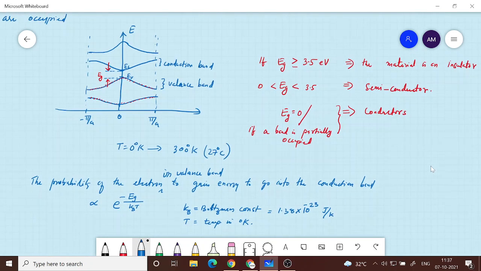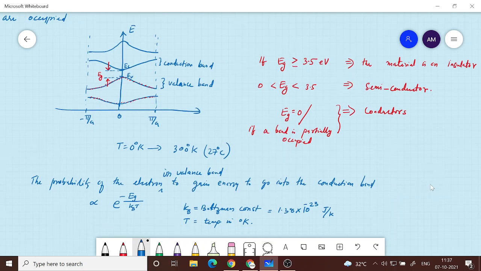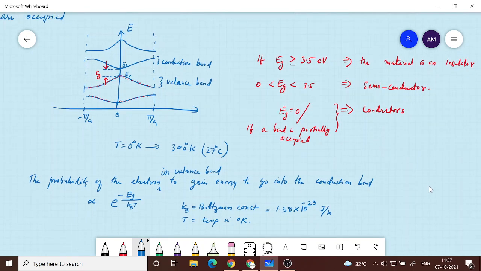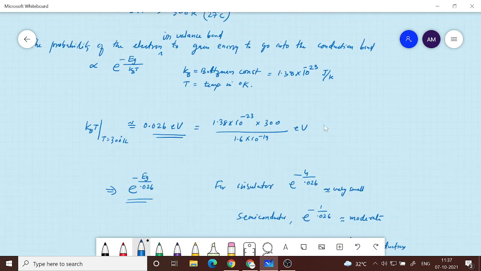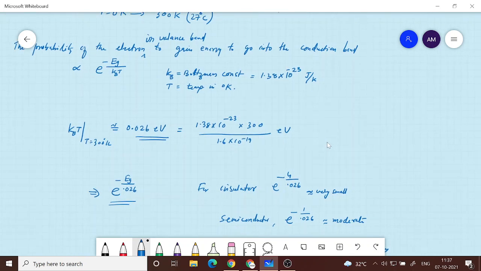Sir, in semiconductor, how does this switching take place, sir? Yeah. So switching means from valence band to conduction band. How do they go? That's your question, right? Yes, sir. So that's what I am saying. The average thermal energy is of the order of 0.026 electron volt. This is a statistical figure. So this is like the mean energy, the mean thermal energy per electron.